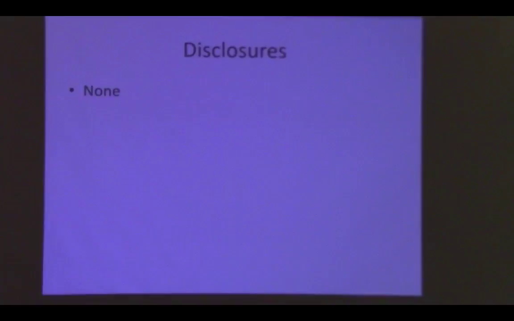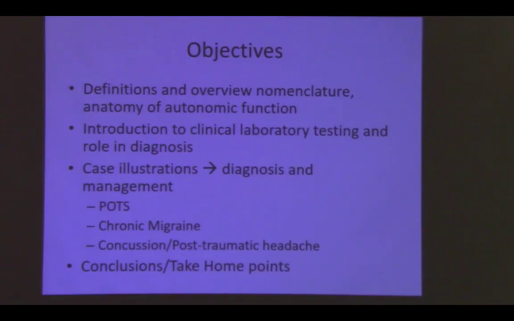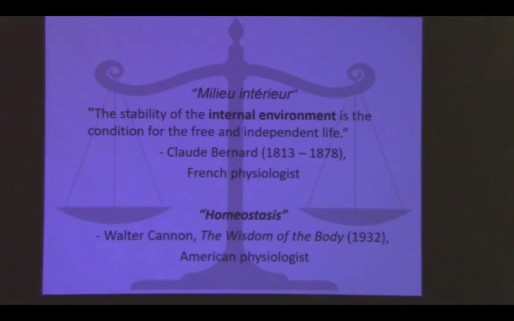So no disclosures for this topic. We're going to start by trying to define some of the terminology in the title and some of the terminology that we've been requested to answer about autonomic dysfunction related to headache disorders, and how we might test that dysfunction in the laboratory setting, specifically in the diagnostic laboratory setting where clinical diagnoses can be assigned. And then I'll use a couple of case presentations to help illustrate how this applies to individuals and different headache disorders, and then hopefully some take-home points.